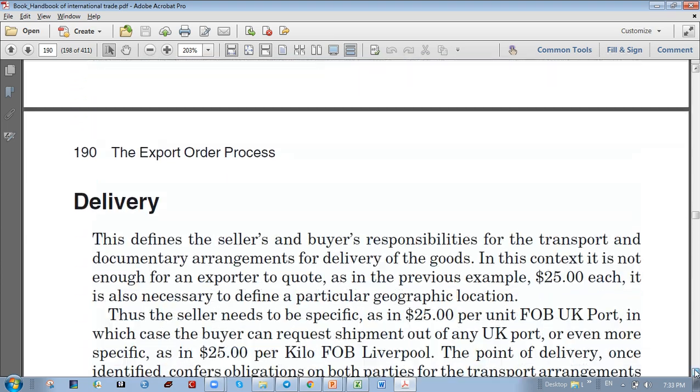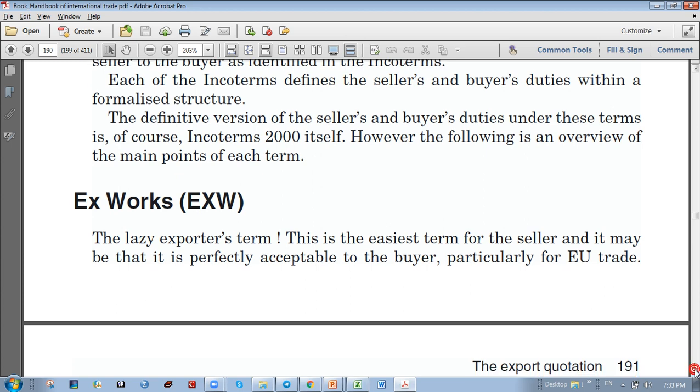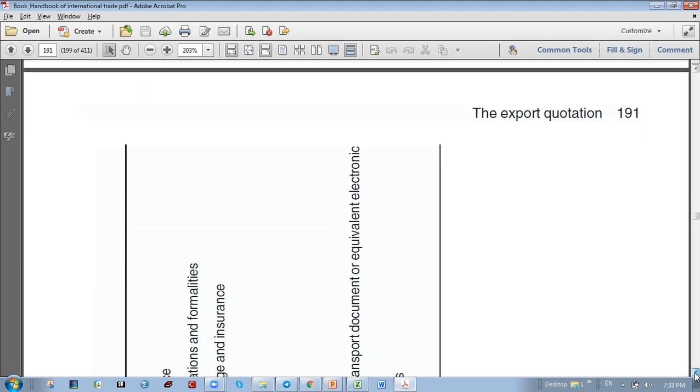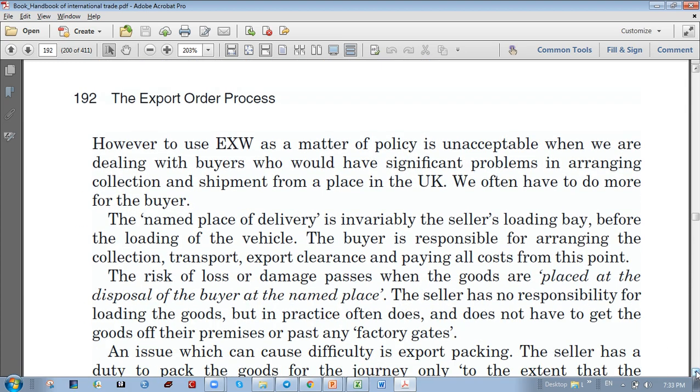Costs, delivery, risk. This is also Incoterm. EXW. This is the other table, 4.2.3. It is about the seller's application. Actually, not really related to Incoterm, but the seller's application in terms of what they need to respond. The exporter needs to respond to something based on groups A1, A2 mentioned here. Someone must present this one.